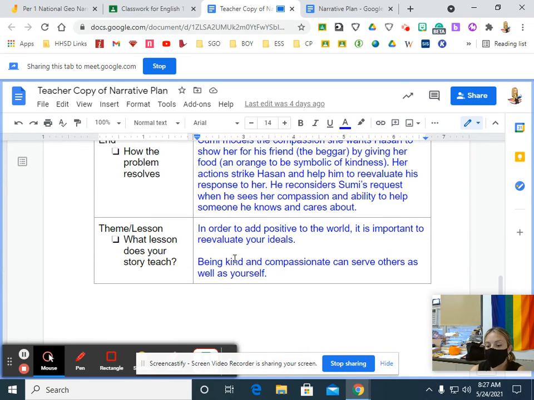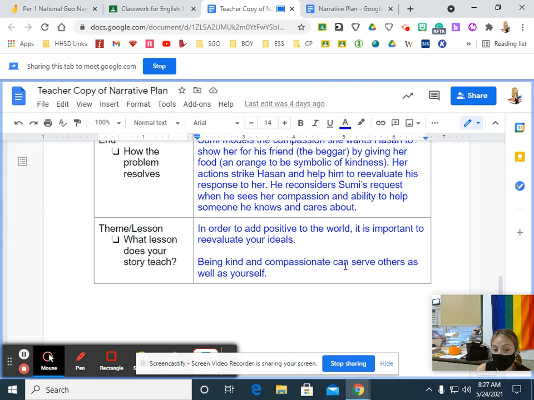Then I came up with two lessons that I think my story shows. That in order to add positivity to the world, it's important to reevaluate your ideals. That was maybe what the husband learned. And then this is what I thought the wife could learn, or Sumi. Be kind and compassionate. Being kind and compassionate can serve others as well as yourself.